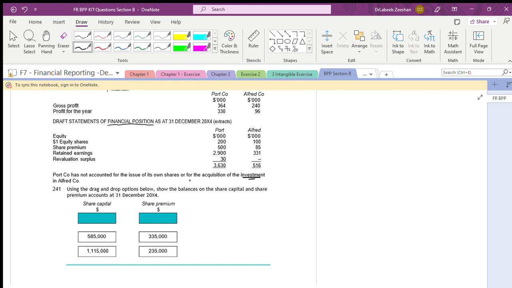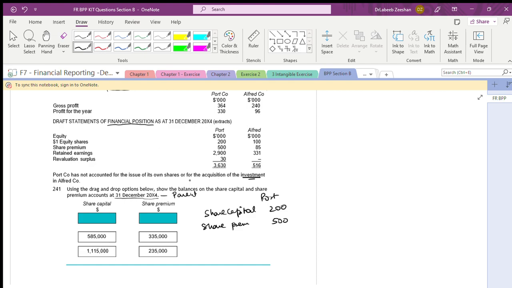Share capital. You show the balance of share capital and share premium as at 31st December, which means we have to show the consolidated one. With respect to this, we have to show how much is for the parent. Port is how much? Port's share capital is how much? Share capital is 200. Share premium is how much?